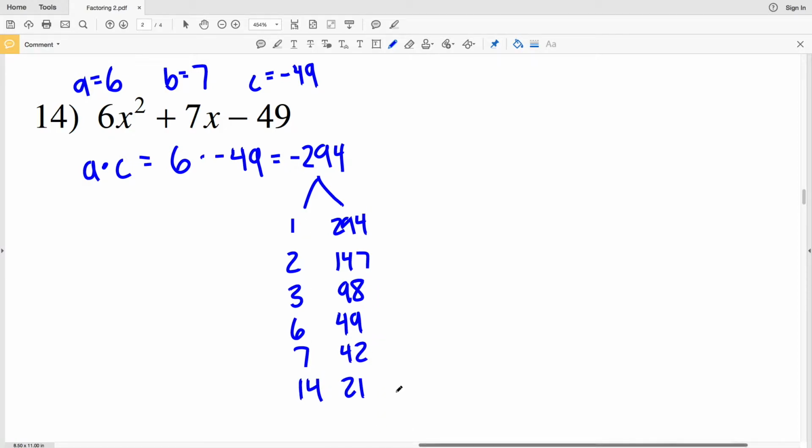So I have to find which two will add to give me a positive 7, so one of them is going to be negative. Looking at 14 and 21, if 21 is positive and 14 is negative, negative 14 plus 21 will give me a positive 7, and the multiplication of those two is a negative 294. So I'm going to write this as 6x squared plus negative 14x plus 21x, since negative 14x plus 21x is a positive 7x, and we're still subtracting that 49.